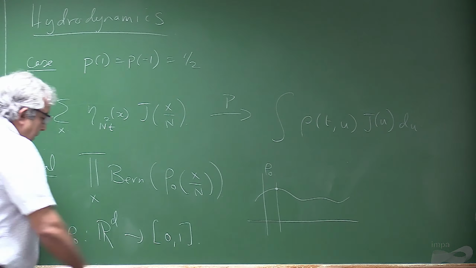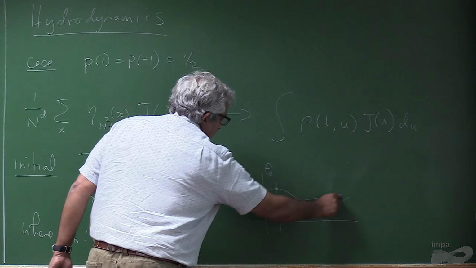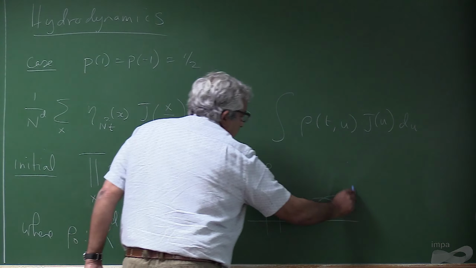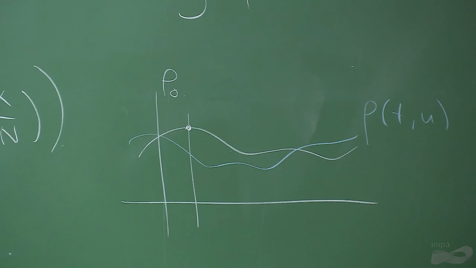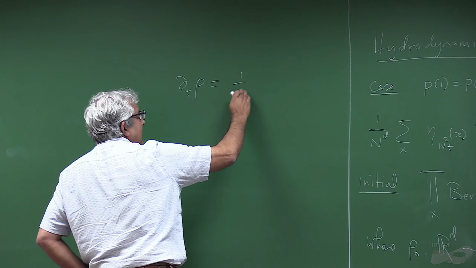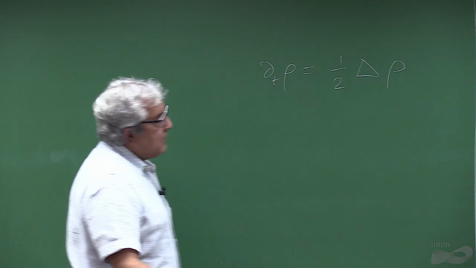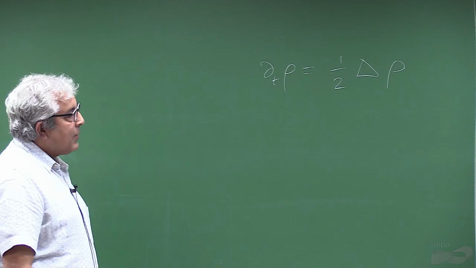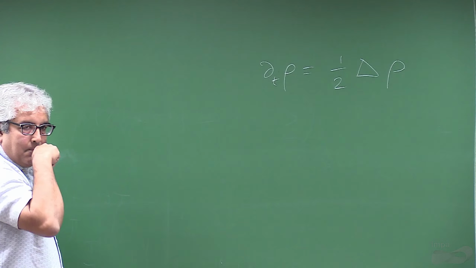As time grows, this will flow to something like that, which we're calling rho t, and in this case rho t will satisfy some equation with some constant here. So in the symmetric case, it will converge to the unique bounded weak solution of this equation.